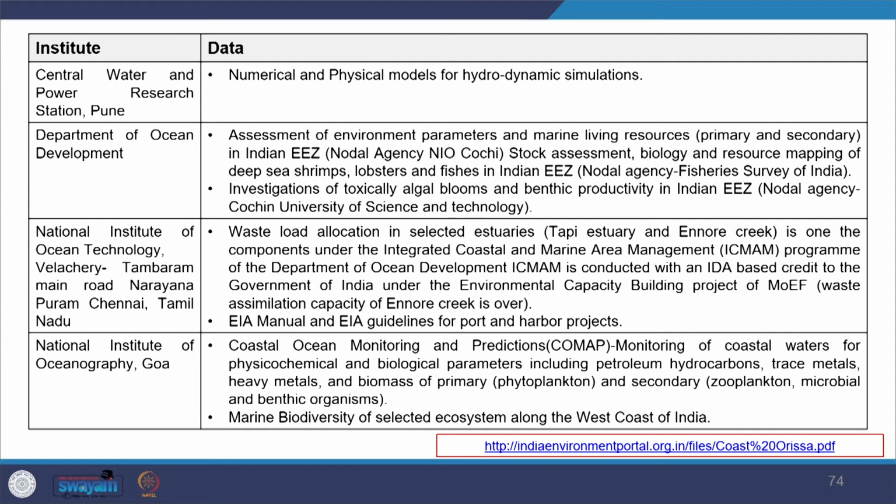So you can see the range of data which they keep. You have environmental parameters, living resources, stock assessment, investigations of toxic algal blooms, and the coastal ocean monitoring and prediction system. All these you can use, a lot of secondary data which has been constantly monitored. You also have the National Institute of Ocean Technology and the National Institute of Oceanography. So all these are available in the Indian scenario, where you can collect data for your further analysis and baseline study.